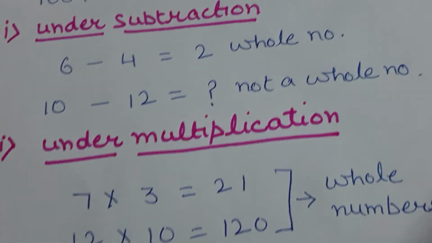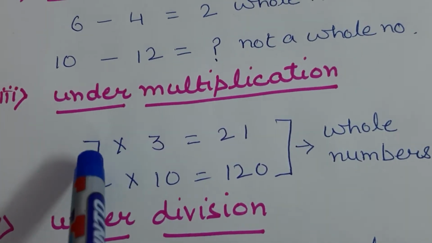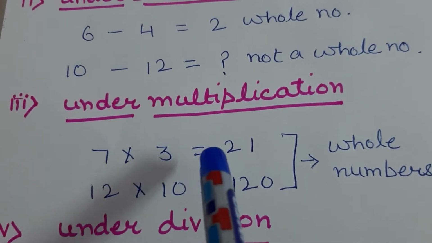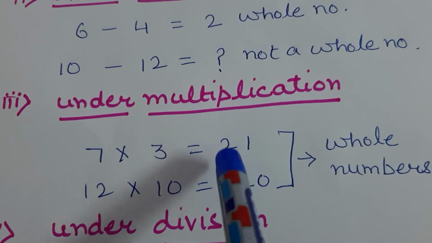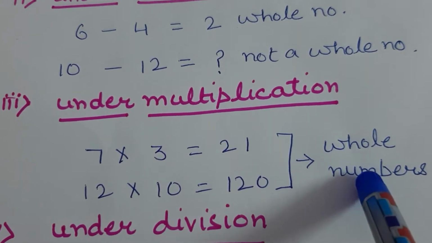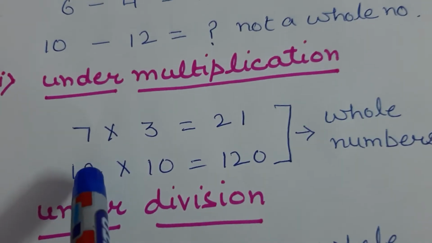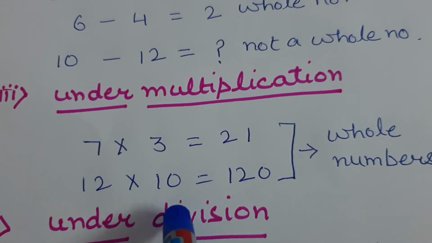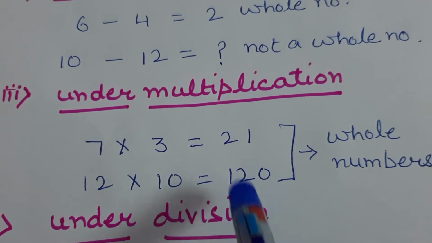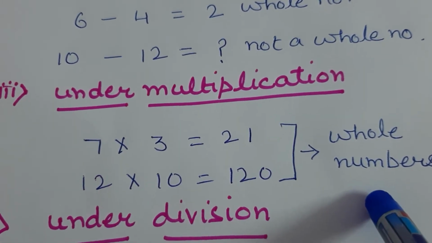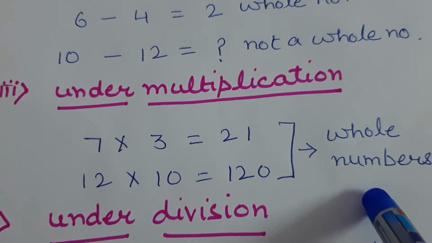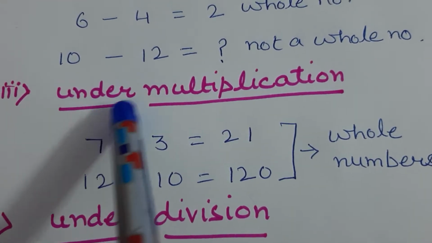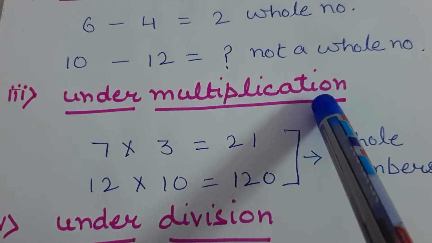So next is multiplication. Again I am taking two whole numbers, 7 and 3, and I multiply both. What am I getting? 21, which is a whole number. Next example, I am taking 12 and 10 and I multiply both. I am getting 120, again a whole number. So whole numbers are closed under multiplication also.